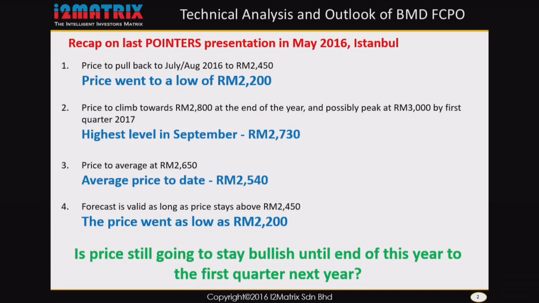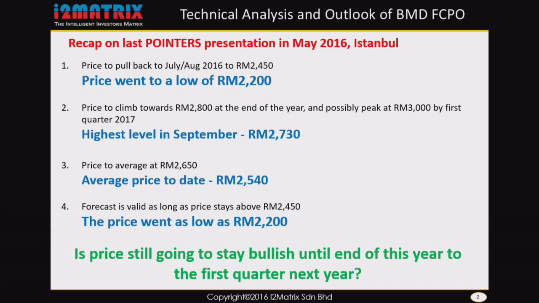We all seen the prices have been bullish for the past few months. The question now is whether the trend is going to remain bullish, or whether we're going to see a reversal. All right, so that was my last forecast in Istanbul in May 2016, and I was expecting the price to move towards 2,850 ringgit by the end of the year. All right. So price did not pull back to 2,450, it pulled back as low as 2,200 ringgit.